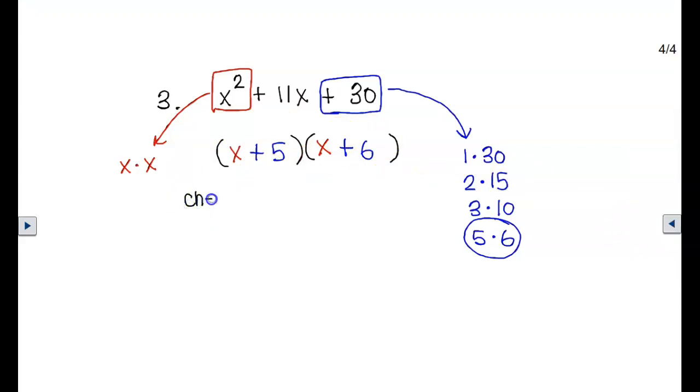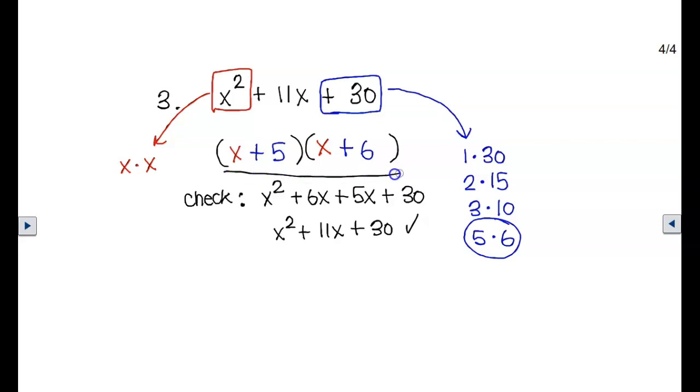So now I am going to check it. Starting with my x times x gives me that x squared that I want. x times 6 gives me a 6x. 5 times x gives me a 5x. And then 5 times 6 gives me the 30 that I was after. Like terms, 6x plus 5x will make this x squared plus 11x plus 30. That's what I wanted. So that confirms for me that my guess is correct, and that x plus 5 times x plus 6 would be my multiplication problem.